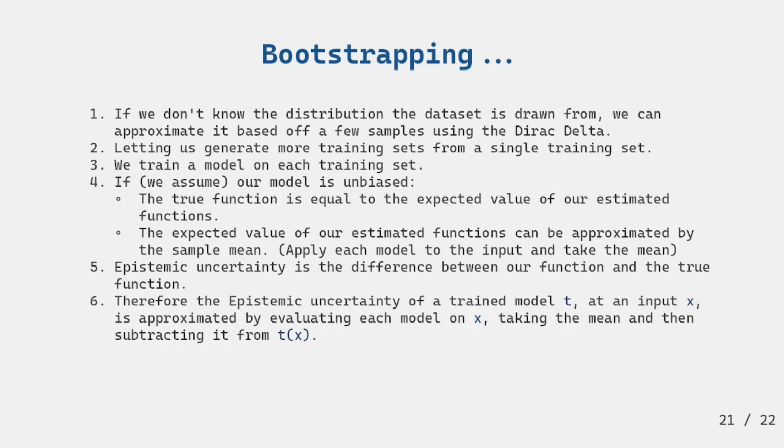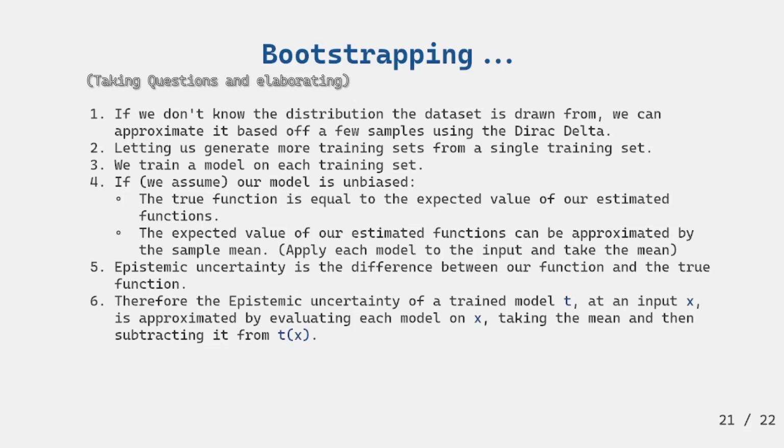We can approximate the epistemic uncertainty of our training process. T of X is the prediction of our trained model, and we take the mean of all the predictions, and that's our approximation for the true value. So our approximation for the epistemic uncertainty is T of X minus this mean.